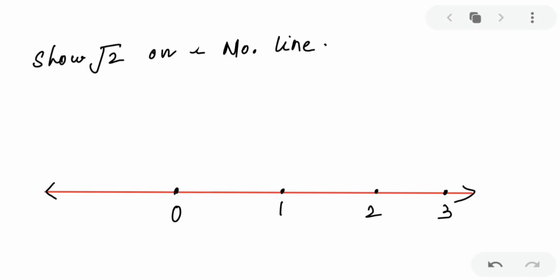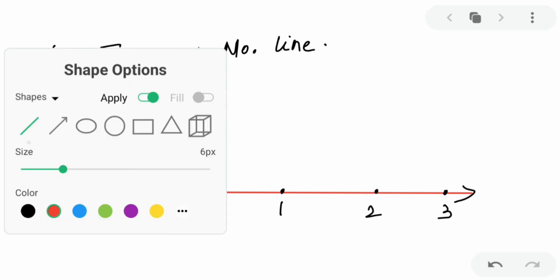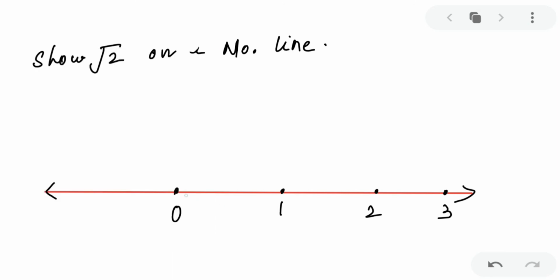If you want to show root 2 on the number line, my dear kids, first of all you have to take one unit. For example, I am marking this so that you understand. I'll put it with blue. You have to take one unit from here and one unit from here. Getting my point? So this is one unit, and this is one unit. I'll name this as A, B, and this is C.